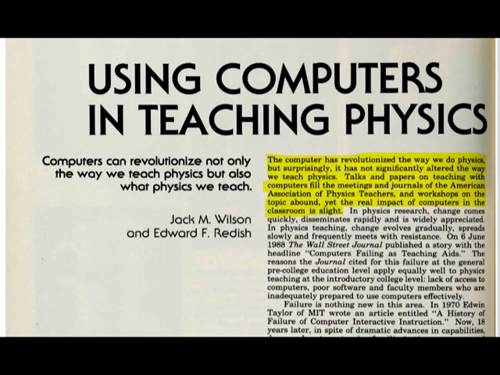In order to see what needs to be done, it's necessary to see what is being done. So we'll spend some time on context. In 1989, a paper was published by two well-known physicists, Jack Wilson and E.F. Redish, titled Using Computers in Teaching Physics, and subtitled Computers Can Revolutionize Not Only the Way We Teach Physics, but also what physics we teach.